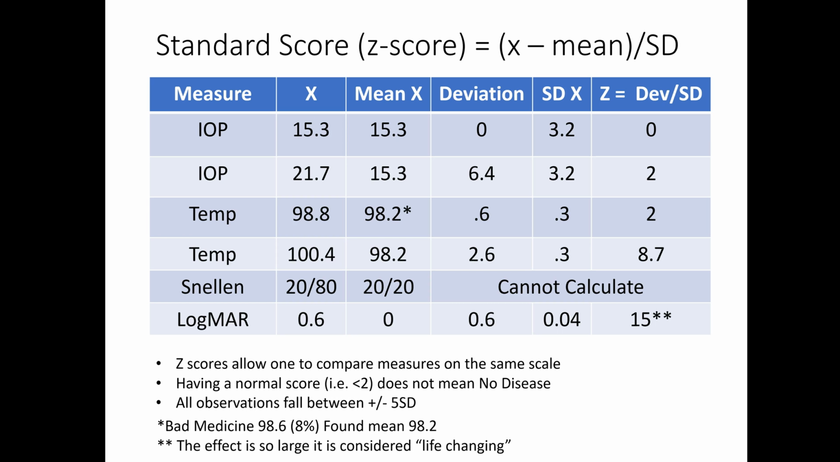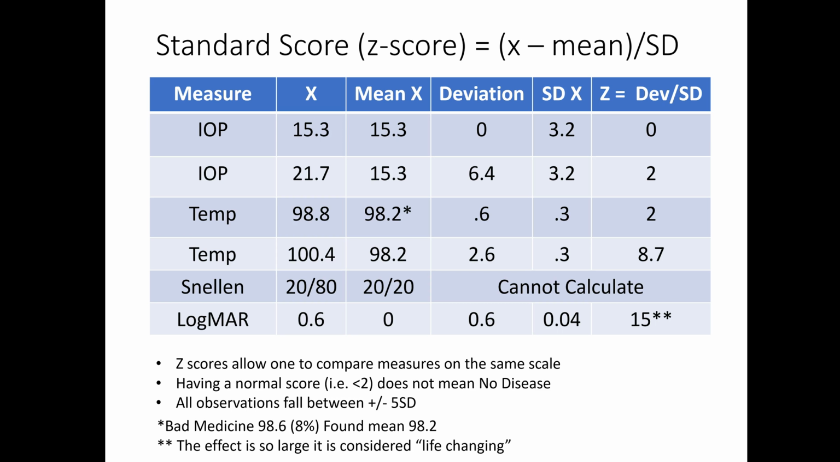If you have a body temperature of 98.8, and as we learned in bad medicine, the mean is 98.2, then 0.6 is the deviation and 0.3 is the standard deviation. That's 2 standard deviations out from the mean. If your temperature is 100.4, mean still 98.2, 2.6 divided by 0.3, that's a z-score of 8.7.